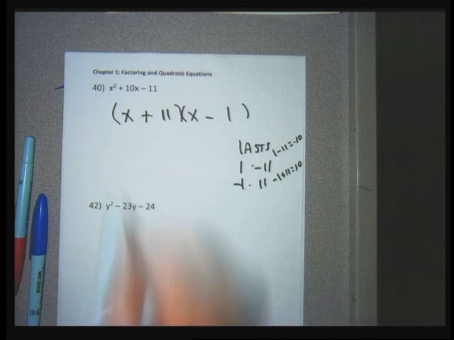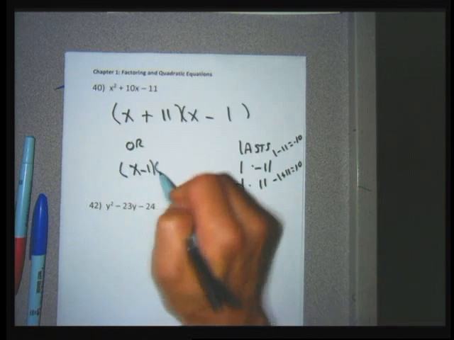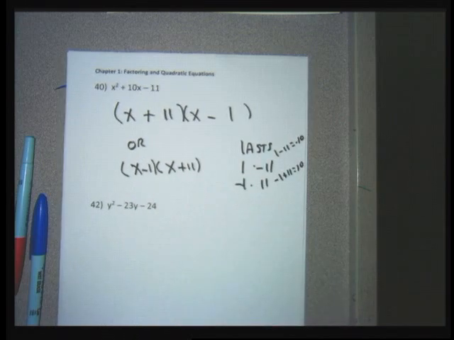That's done, but you certainly could have written x minus 1 times x plus 11. Both of those are correct answers, and there's one that's not better than another. They're equally good.